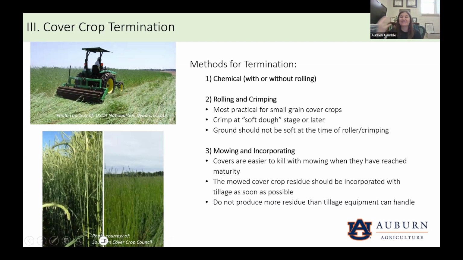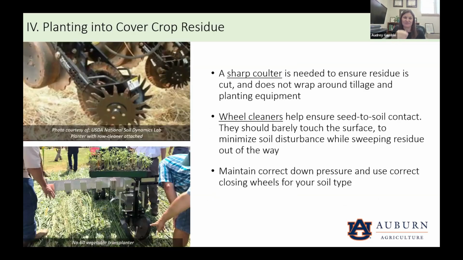covers are easier to kill and not come back as weeds if you wait until they've reached maturity before you mow them. And so mowed cover crop residue often is incorporated with tillage, but you don't want to produce more residue. So this is really high residue cover crop here. So if you don't have the equipment to till that residue in, then you might want to avoid mowing and incorporating as a termination method.